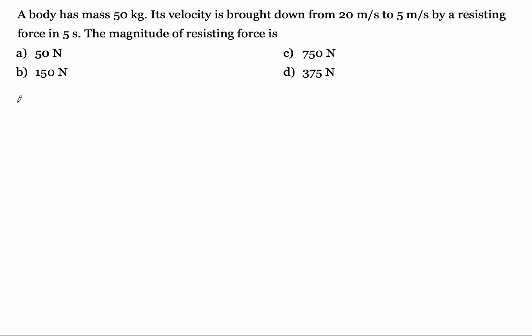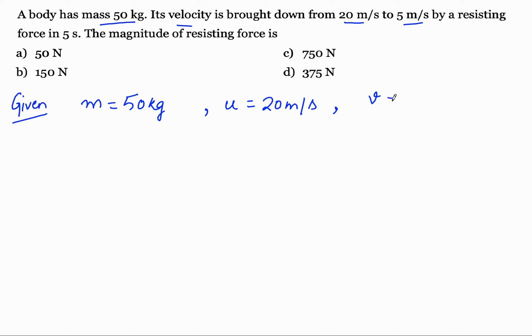First of all I'm going to write down what is given to us. Given to us is the mass of the body, which is 50 kg. So I'm going to write down mass equals 50 kg. The next thing is the velocity is brought down. See, the velocity is decreasing. So this is the initial velocity and this is the final velocity. I'm going to mark initial velocity with small u, which is 20 meter per second, and final velocity with v, that is 5 meter per second. And in doing so they are taking 5 seconds of time.